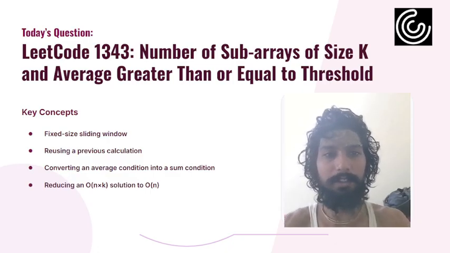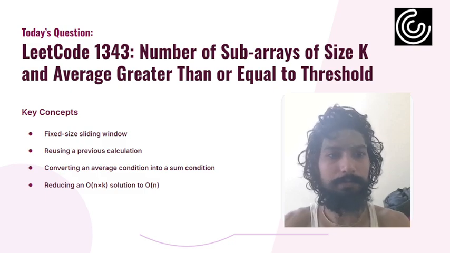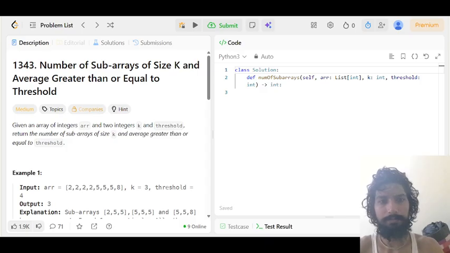We are given an integer array arr, an integer k, and an integer threshold. We need to count how many contiguous subarrays have exactly k elements and have an average greater than or equal to threshold.